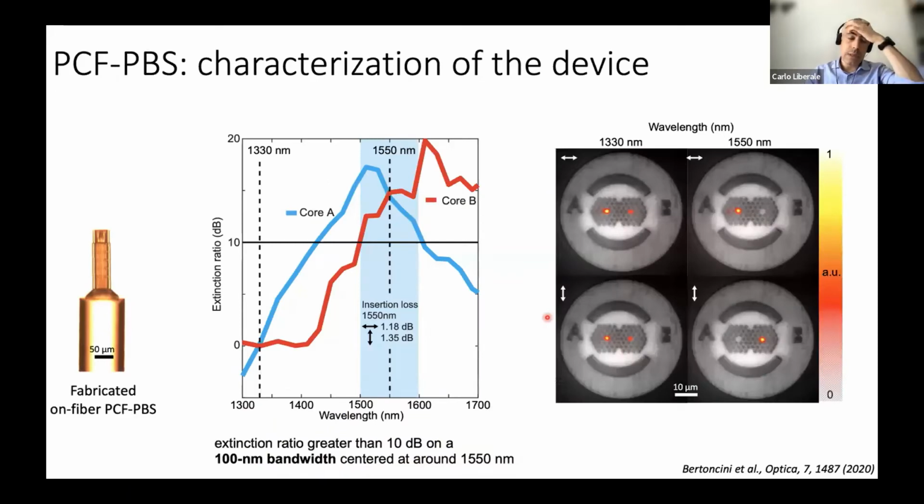So this is the demonstration of the device, which has a very broad bandwidth, about 100 nanometers around the typical wavelength for optical telecommunication. You can see here that where the system is in its working band, horizontal polarization and vertical polarization are very well segregated to the two cores. This is the very first polarization splitter based on photonic crystal fiber ever presented.